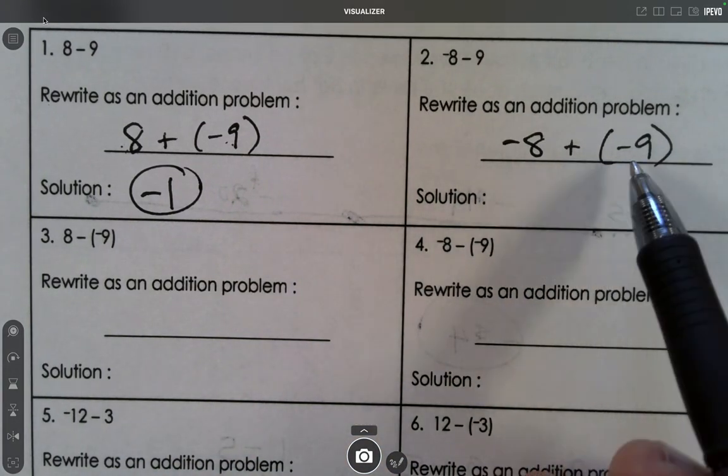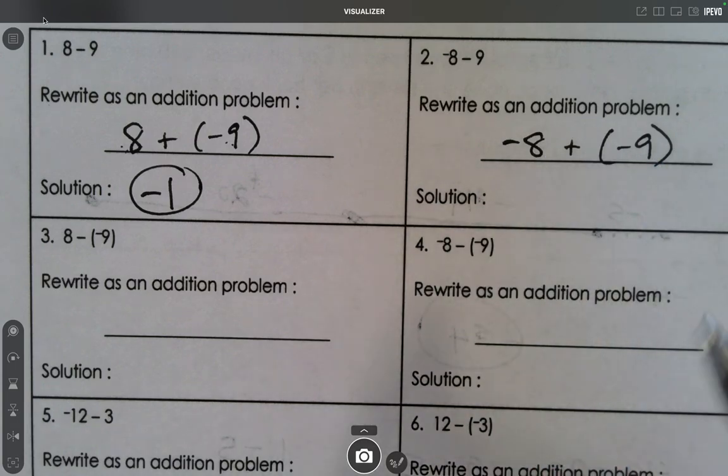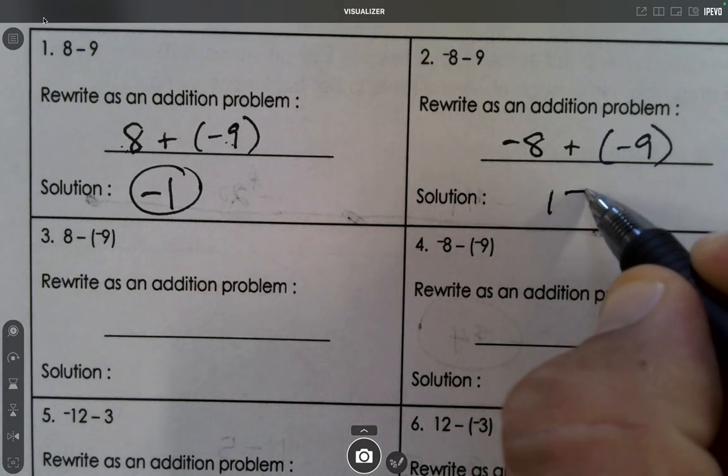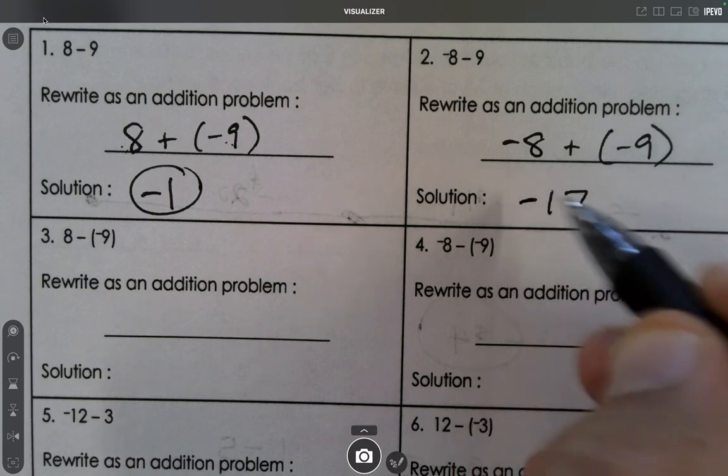Over here, we're adding the same signs, negative and negative. So we add 8 and 9 together, and we keep the sign that they both have, which is a negative.